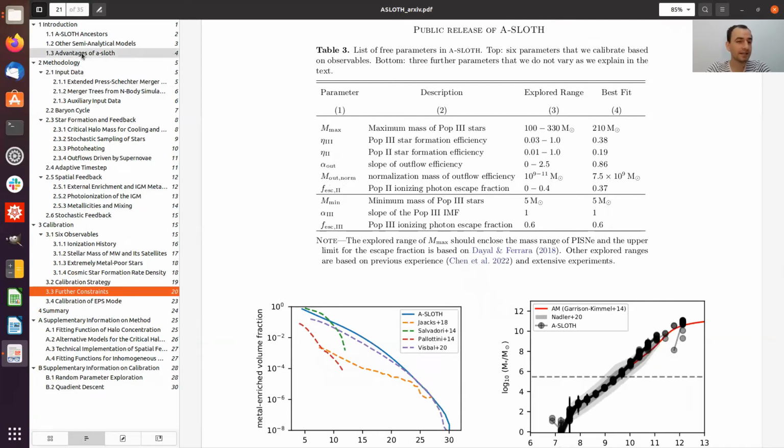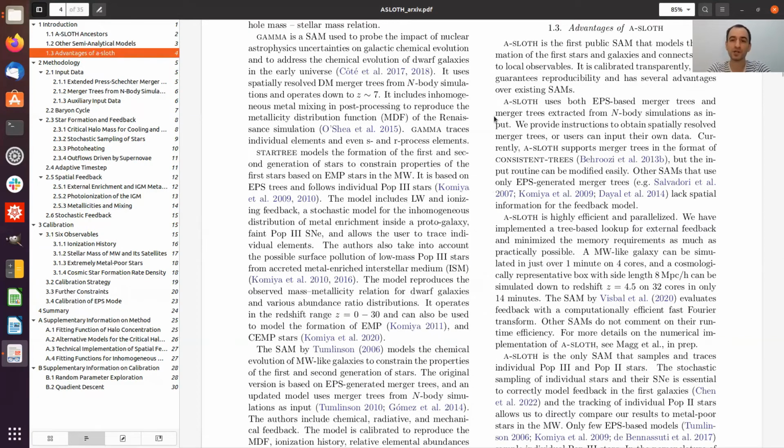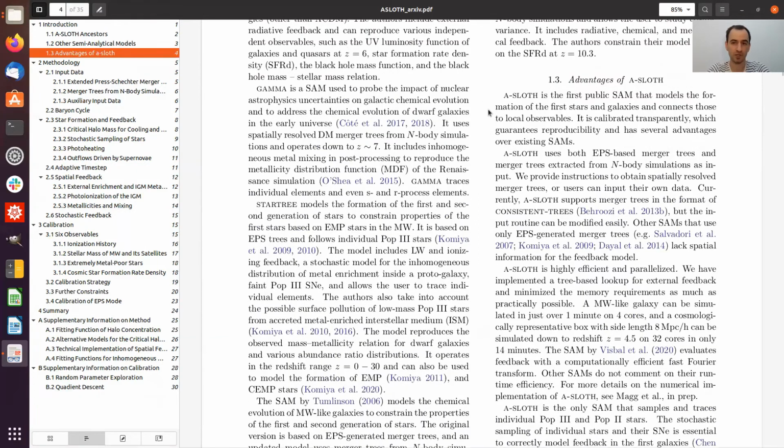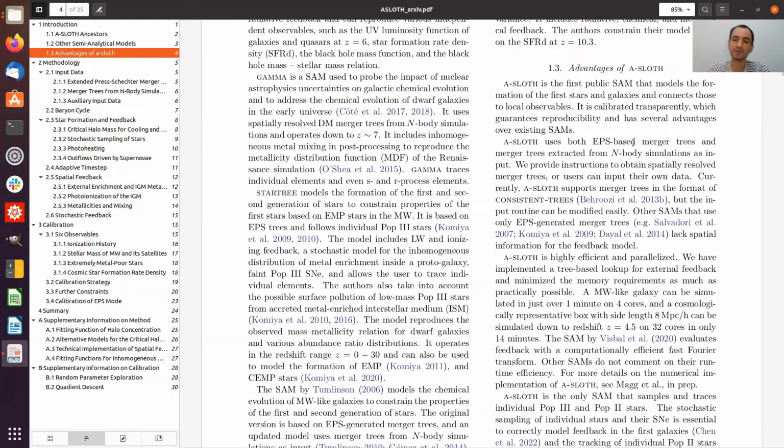And now that we have a rough overview of what A-SLOTH is doing and what A-SLOTH can be used for, let me summarize the advantages of A-SLOTH compared to other models in the literature. So first, A-SLOTH is now public, so it can be used by everyone. The source code is transparent, so you can see what is going on. And A-SLOTH uses either EPS-based merger trees as input or merger trees from N-body simulations, so from dark matter-only simulations, which allow spatial information to be used in the feedback model.